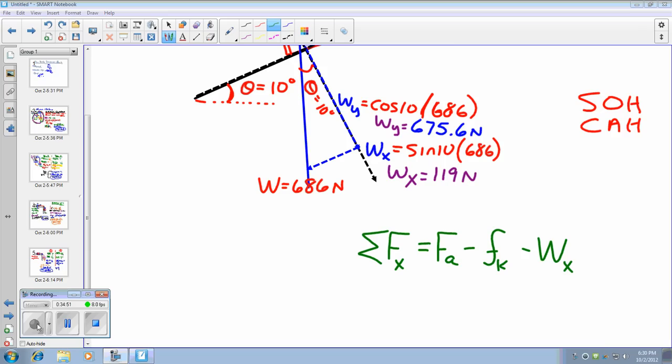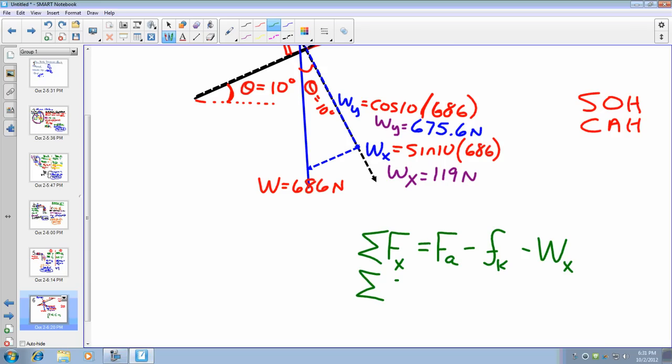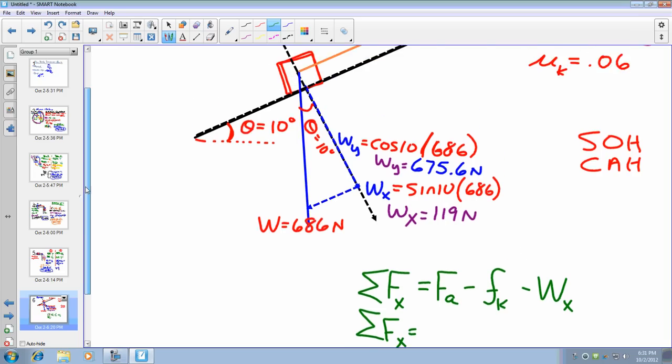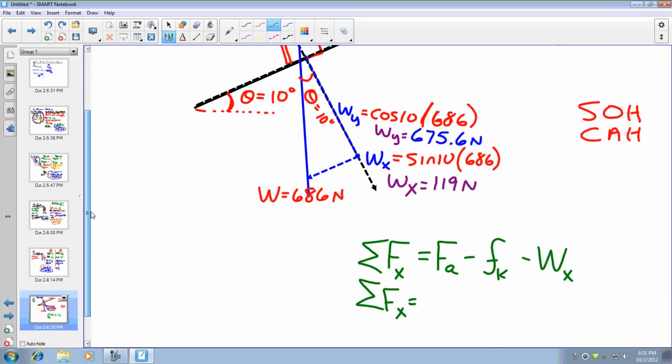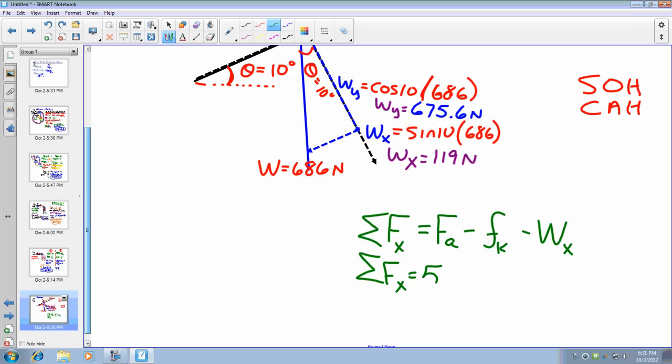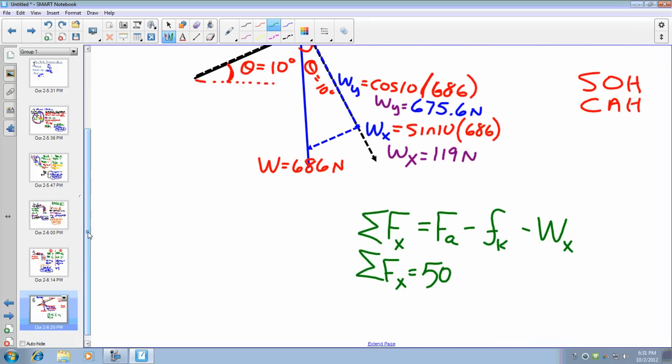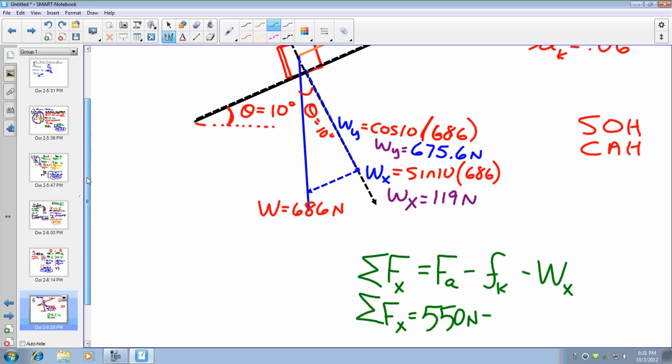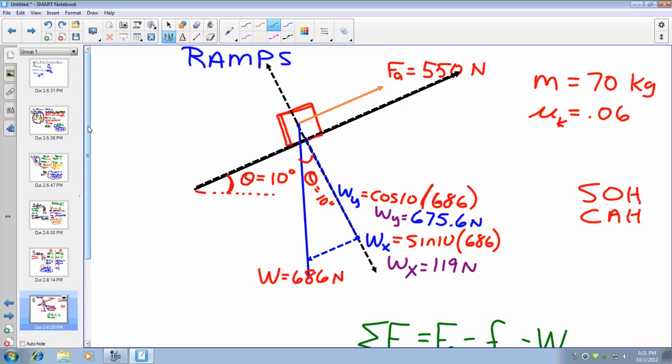Well, if I'm thinking about this sum, and remember, this is going to let me do F equals ma here in a little bit. Let's see, I know the force applied from above. That's going to be 550 newtons. Oops, 500 or 550? 550 minus the force of friction. Whoa, wait a second. I haven't gotten that value yet. Let's jump up a second and let's think about that force of friction.